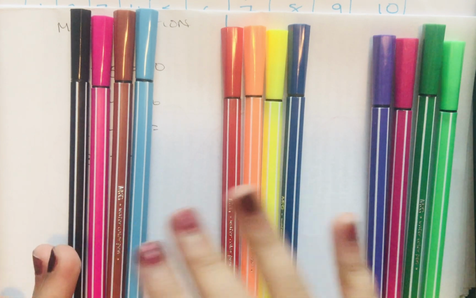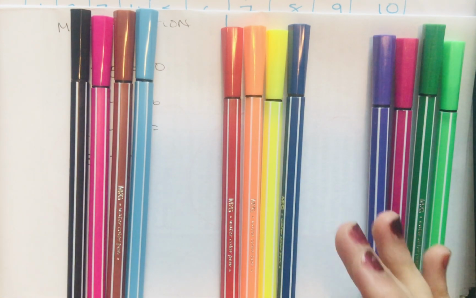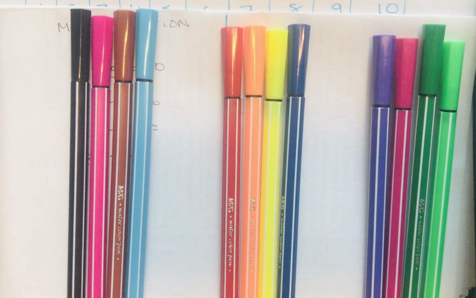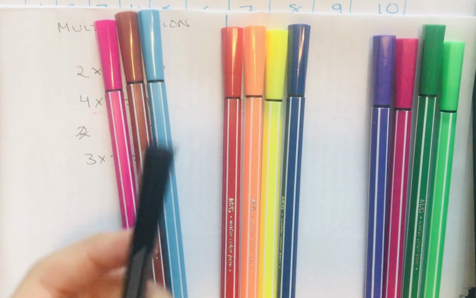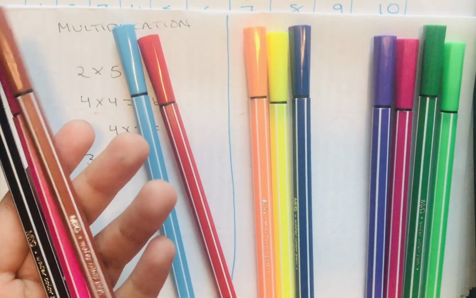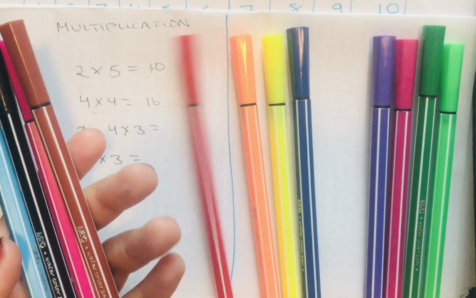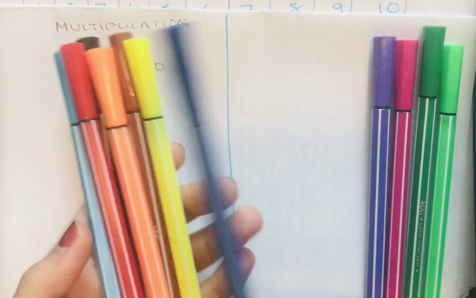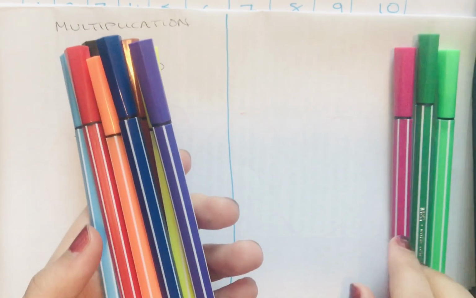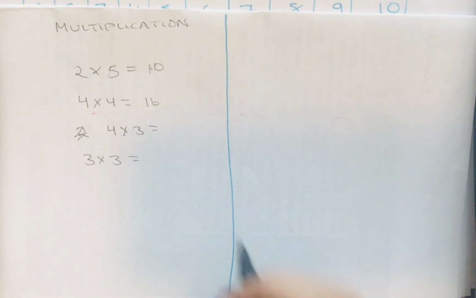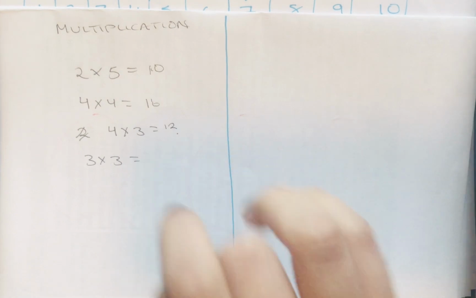So now we have 4 markers 3 times. We have three groups of 4 markers. Now let's multiply. That is, just start counting all of them together. So 1, 2, 3, 4, 5, 6, 7, 8, 9, 10, 11, and 12. So 4 times 3 is 12.